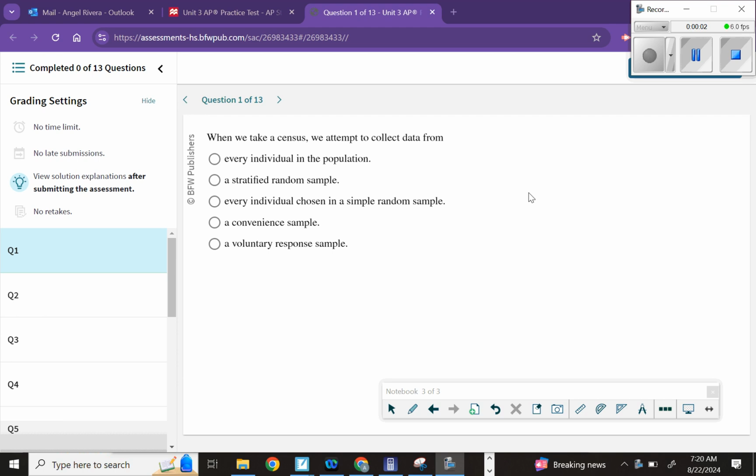Happy Monday. So you should have taken the test, and this is just going over those questions. So question one, with a census, we take data from every individual in the population. So that's hopefully easy, just vocab.